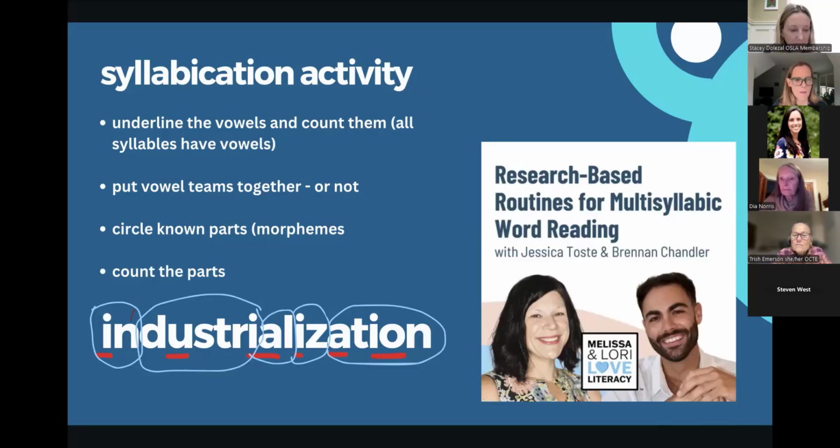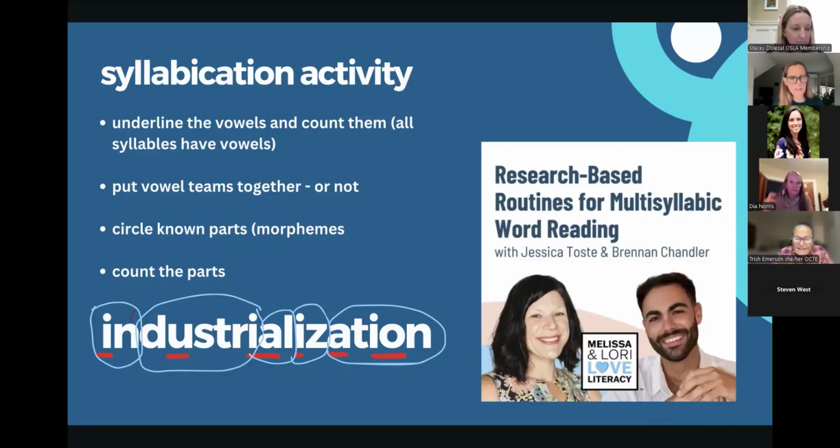So instead of teaching every single syllable division rule, one of the hallmarks of a syllable is that it has to have a vowel. So if you just go through and underline every vowel in your word and talk about the sound it makes. So industrialization was the example that I came up with. We have I for in, for dustry, and then for al, I, long A, and then IO.